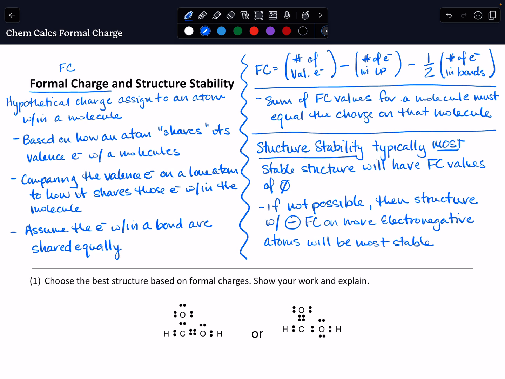So again, you have to be able to calculate the formal charges, and you're going to look at the total formal charge on the molecule. If you get all zeros for all those formal charges, that is a very stable structure.